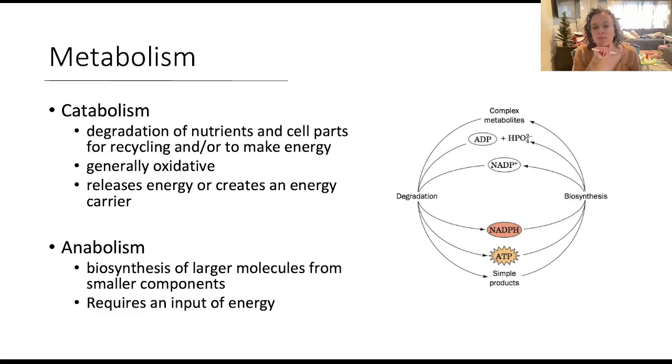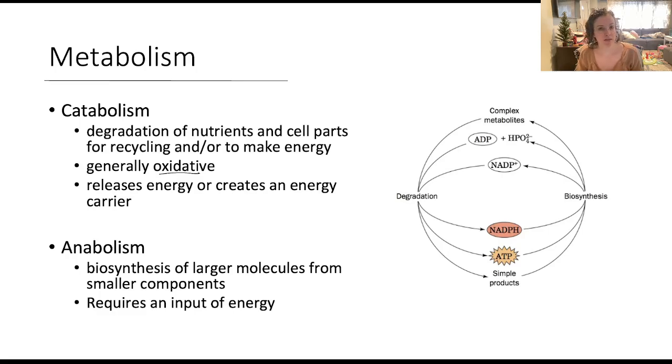When we talk about metabolism, folks, we can think about it in two ways: catabolism and anabolism. In this class, we'll start off by talking about catabolism, the degradation of nutrients and harvesting energy from them. This process is generally oxidative, and it releases energy, and oftentimes that energy release is coupled to the synthesis of an energy carrier such as ATP.